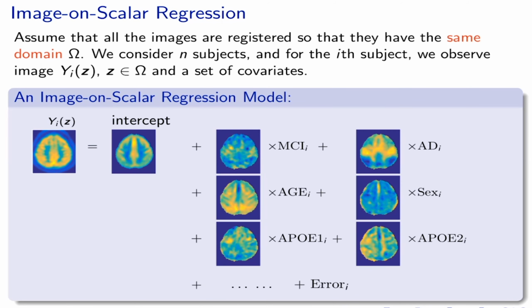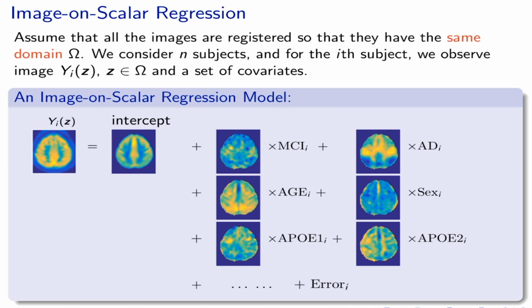So this is the model we try to fit in this analysis. It is called an image-on-scalar regression. We assume that all the images are registered well so that they have the same domain. And we consider n subjects, with n equal to 374 in our data.